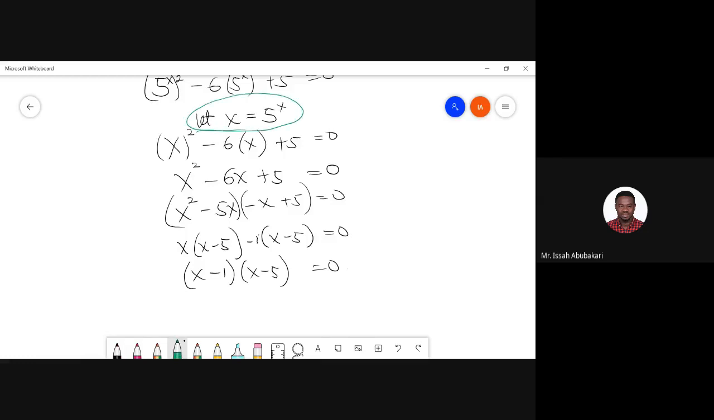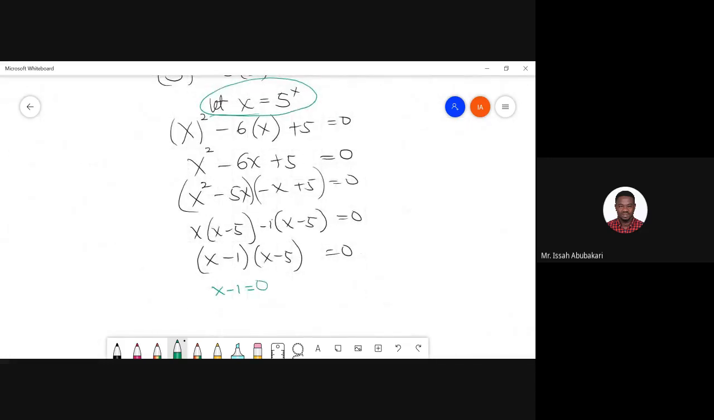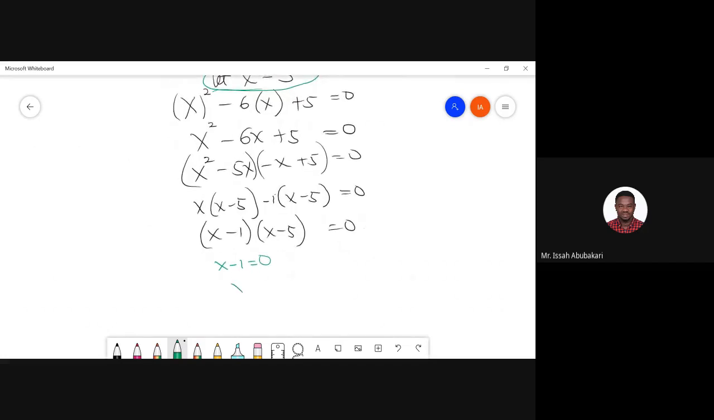This part, we said x is equal to what? 5^x. So that is what we are going to do. This part says x minus 1 is equal to 0. Now let's solve for x. x is equal to positive 1.